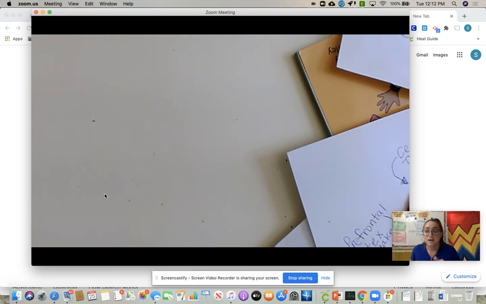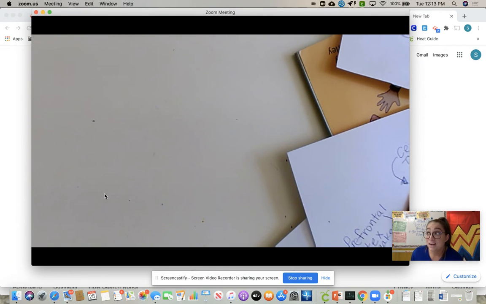From the BrainPOP, we discussed plot. Now, setting is when and where, and then the characters, the main characters of the story. A lot of students said, I asked, well, what is plot from that video? And they said, oh, the setting, when and where. That's what we learned yesterday. And the plot is actually the events, the main events, the important events in a story.